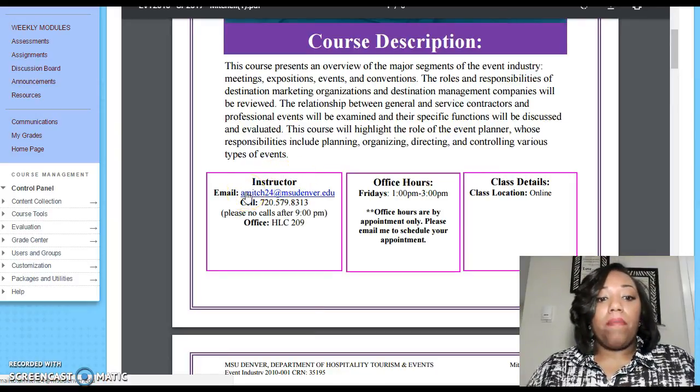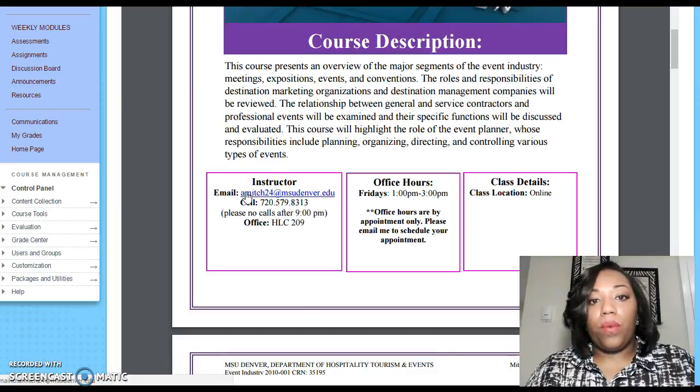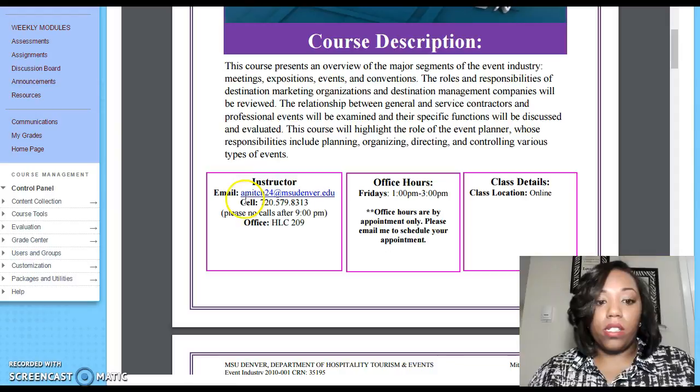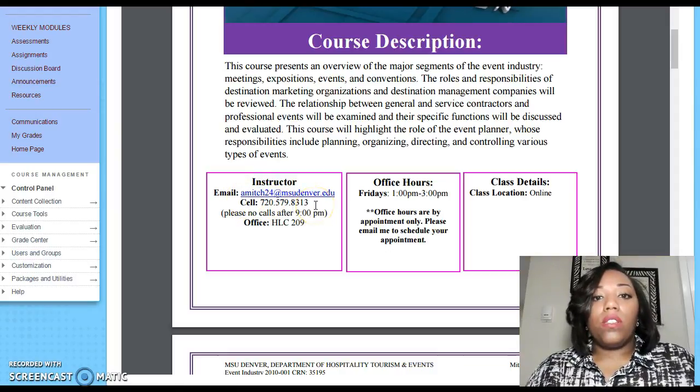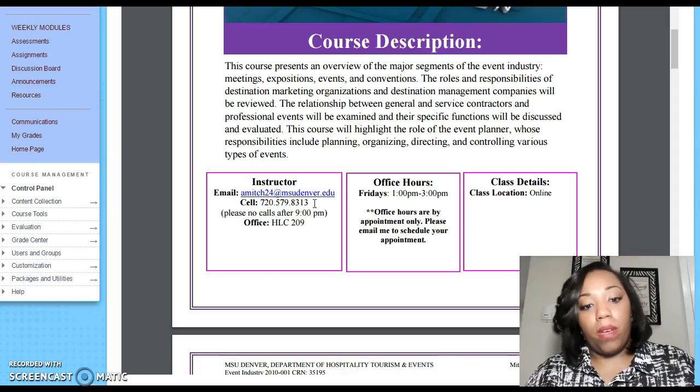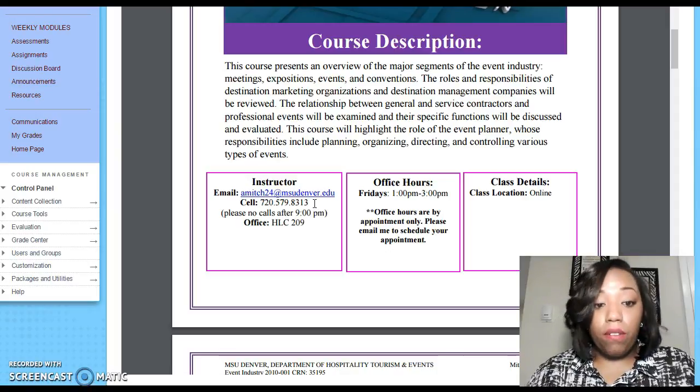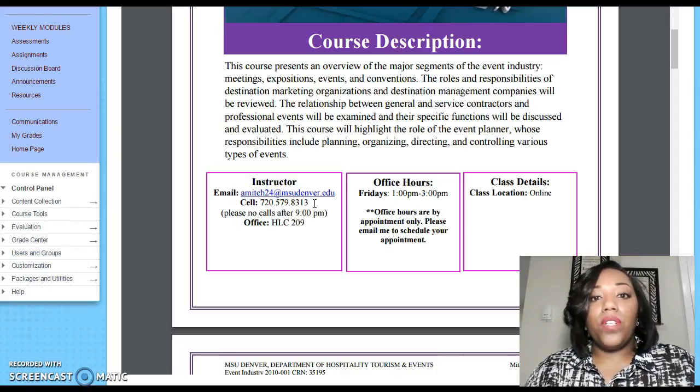Email amitch24@msudenver.edu. We do use MSU Denver's email as official correspondence. So although in the student data sheet I do ask for personal emails, that's just in case the system goes down or anything and we need to communicate with you in another way. However, official communication is only through MSU Denver emails. Here is my cell phone number. Please feel free to call me.